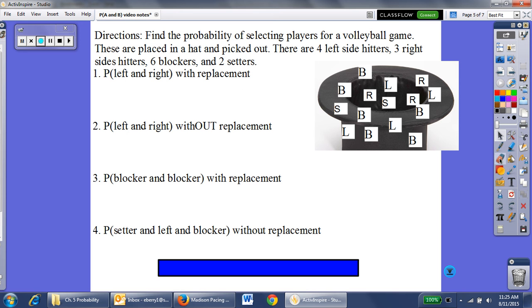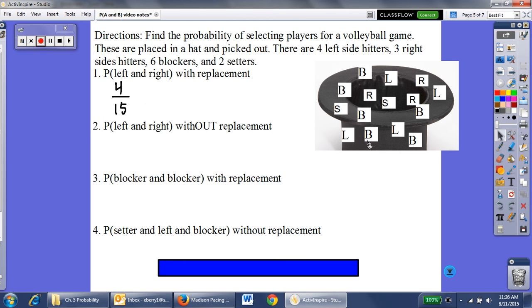Okay, so what's the probability of getting a left side hitter? See how many L's there are? There's 1, 2, 3, 4. So the probability of getting a left side hitter would be 4 out of the total, which is 15 when we add all of those up. And it says with replacement.